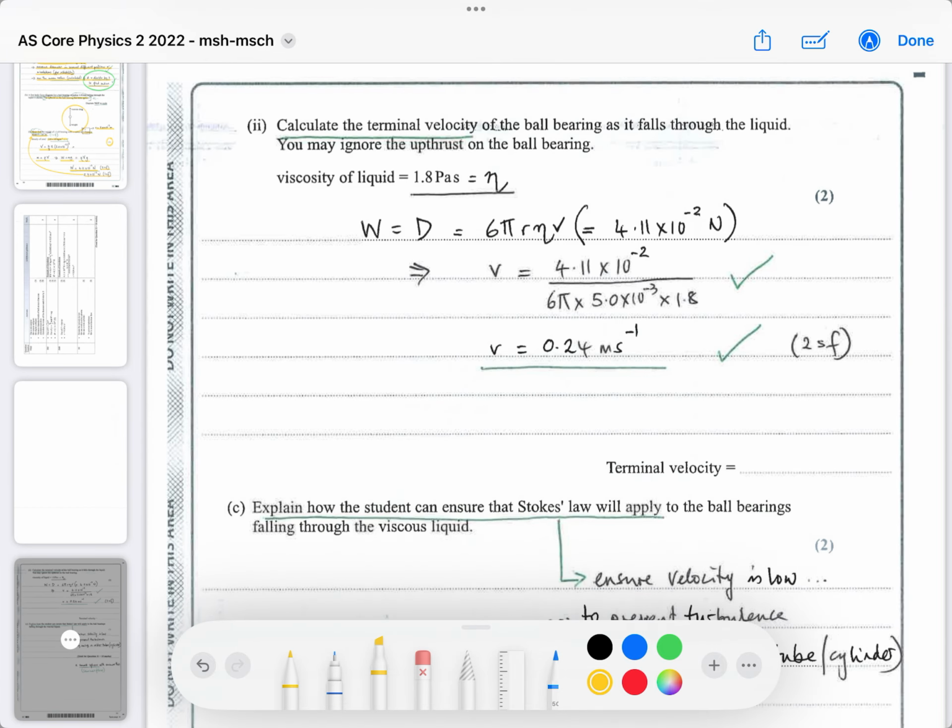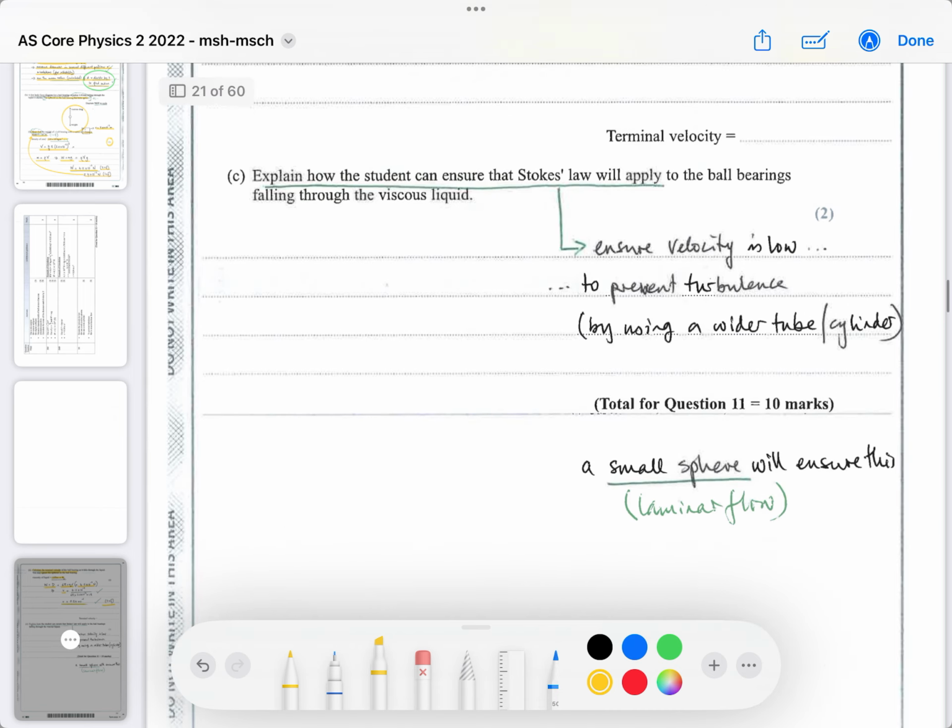Part 2, calculate the terminal velocity. Remember we're ignoring the upthrust. They're giving you the viscosity. We know the weight is going to be equal to the drag. The drag is this, the weight is this. So the only unknown is V. So you put the numbers in, you get the answer, 0.24 meters per second, 2 significant figures, job done.